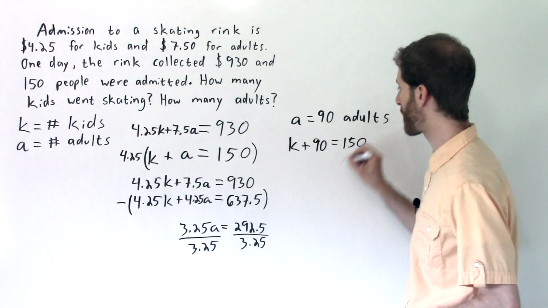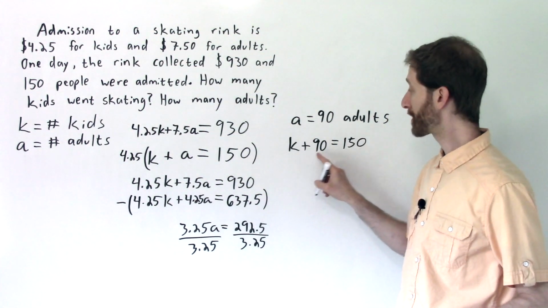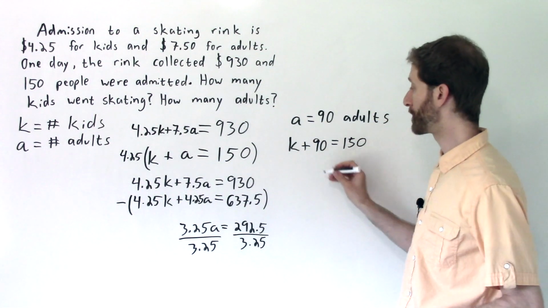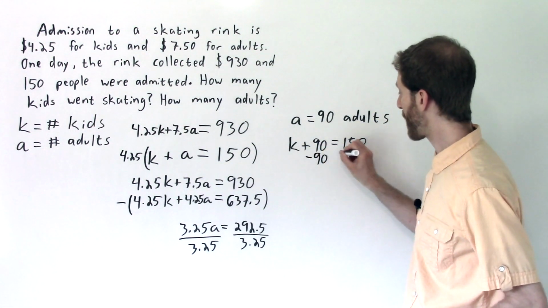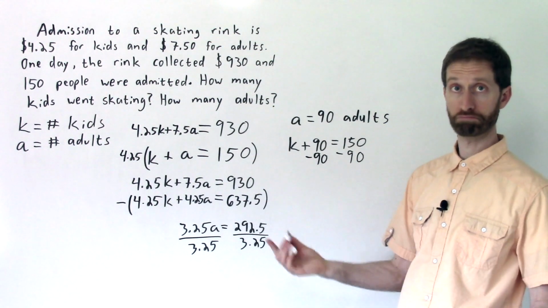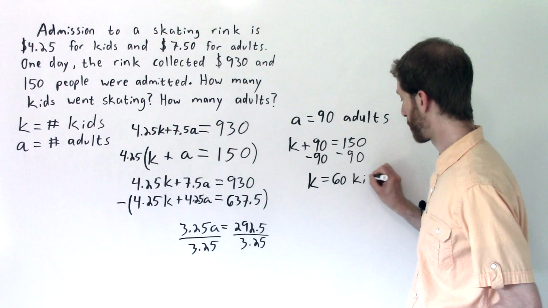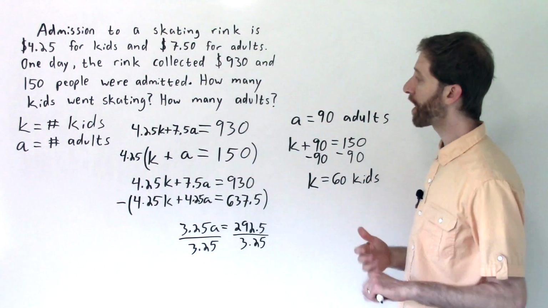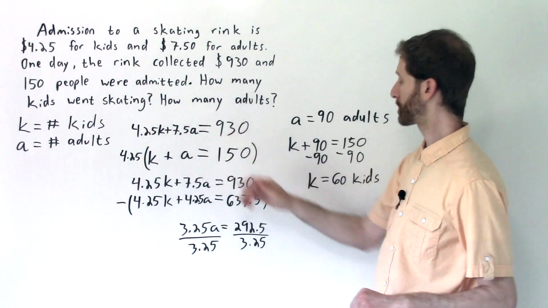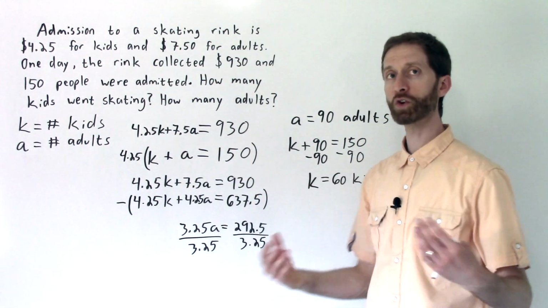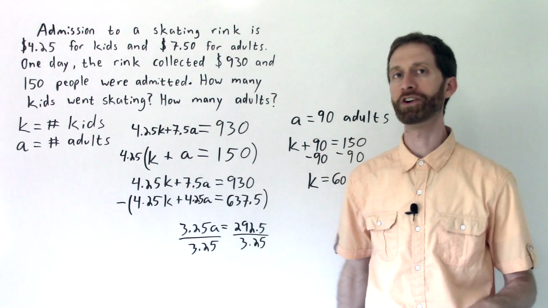And that actually makes a lot of sense. If I had the kids plus 90 adults that we know of, we'll get 150 as a total. So if I subtract 90 from the total of 150, I will get the number of kids, which is 60 kids. There you have it, peeps. If you want to check your answer, of course, plug 90 in for adults, 60 in for kids. In the other equation, you'll get 930.